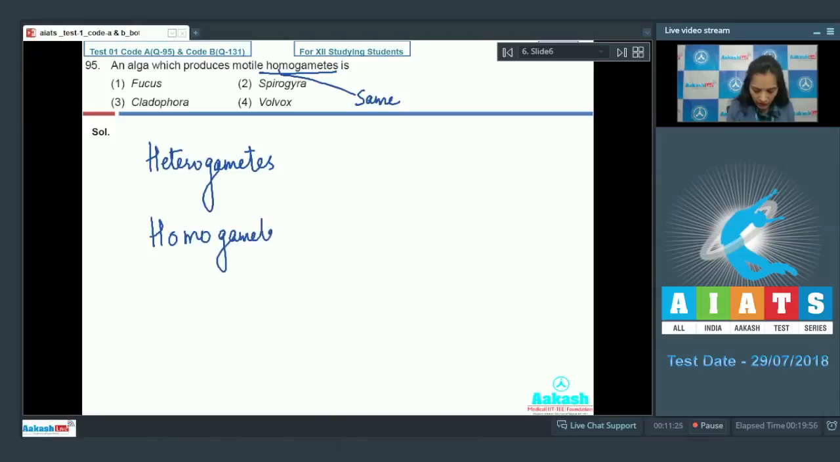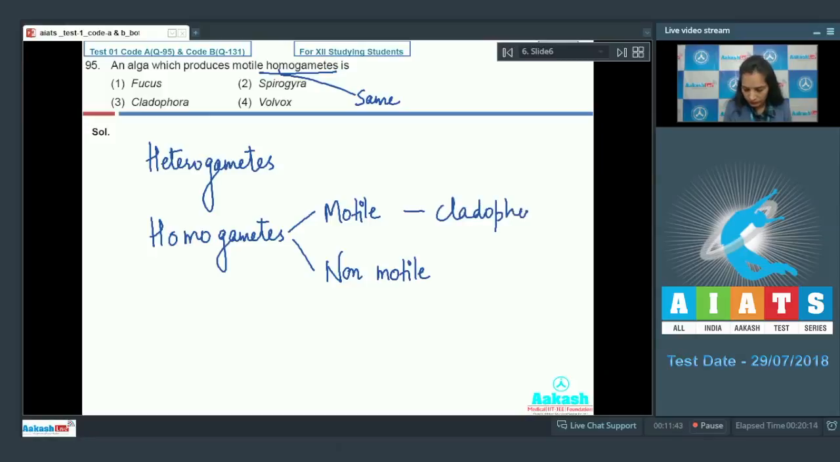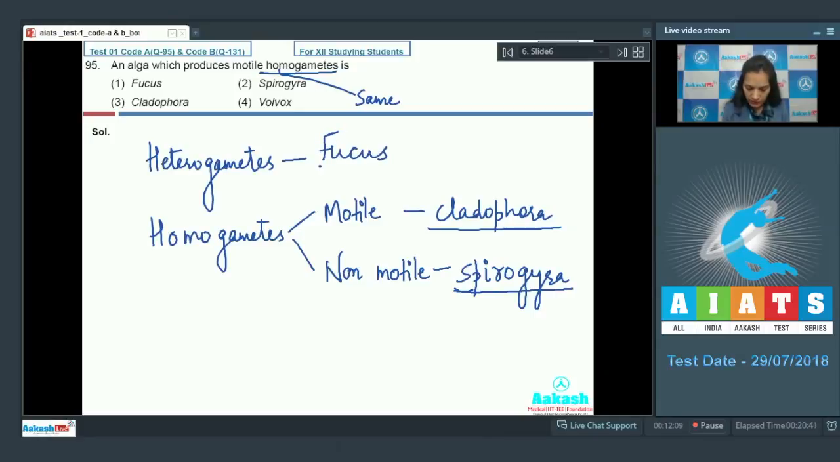As you already understood homogametes, homogametes can be motile or non-motile. Motile homogametes are present in Cladophora, and non-motile are present in Spirogyra. And heterogametes are found in Fucus and Volvox.